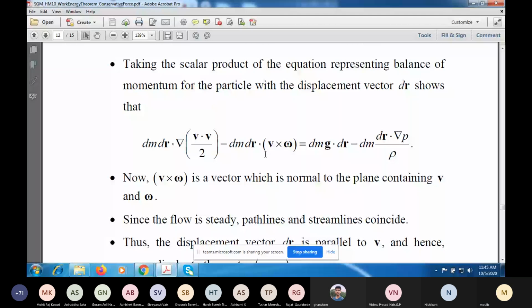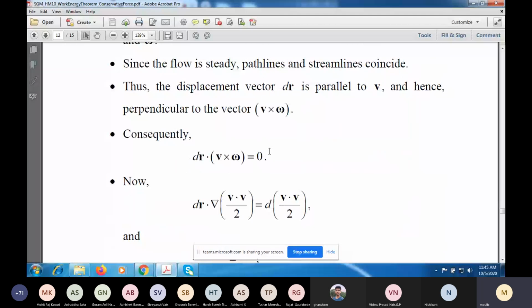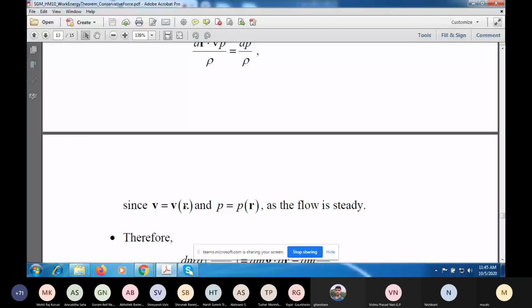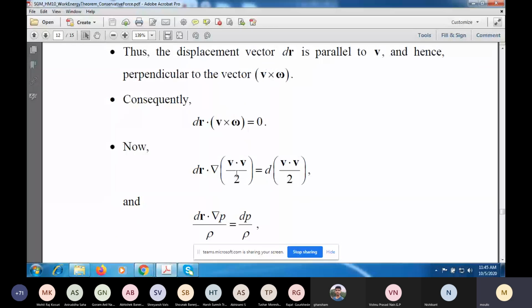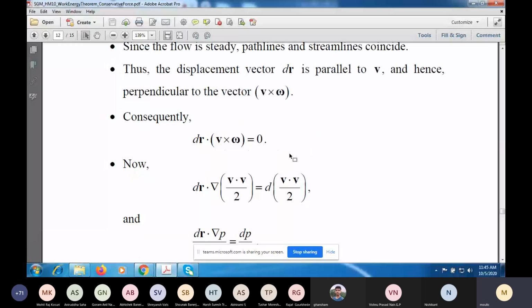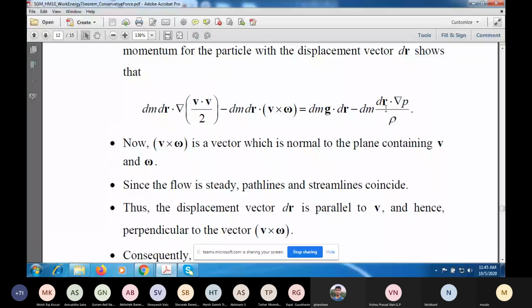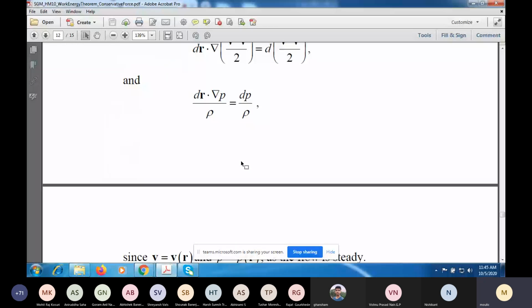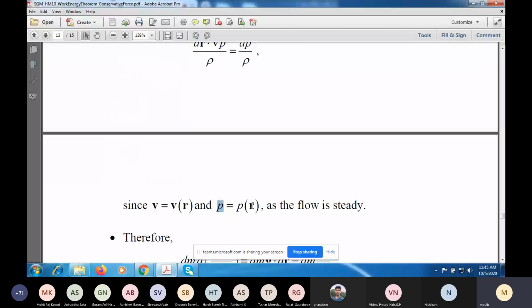So what you have now, dr dot grad, you can write as d of V dot V. Why? Because the velocity field is independent of time. Depends only on dr. Otherwise, there will be a term involving del by del t of V. Okay. And similarly, if you look at dr dot grad p, this also will be dp because the flow is steady and hence the pressure is independent of time. It is just a function of x, y, z. So for brevity here, I have written p equal to p of r.